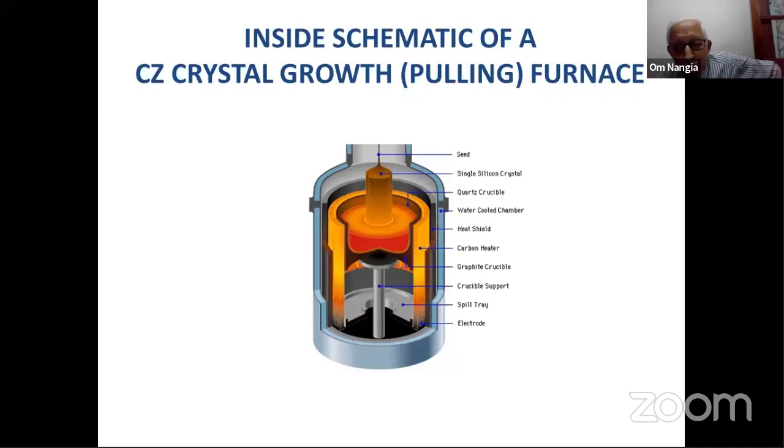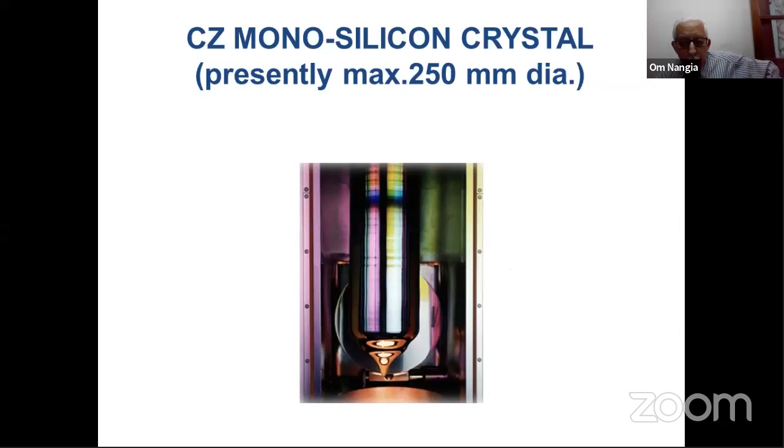Since this is a university with faculty and a lot of students, it is interesting to know from where we start. We know about solar PV, but what are the starting points, what are the supply chain materials, how we get polysilicon, and how we make crystals or ingots, that is quite interesting to know also. This is the picture of a crystal being grown inside a furnace.